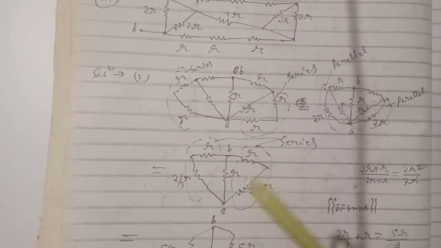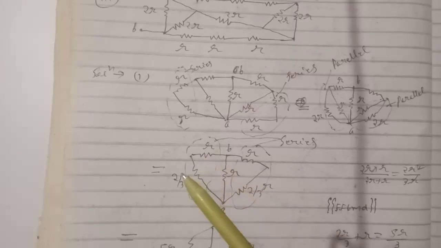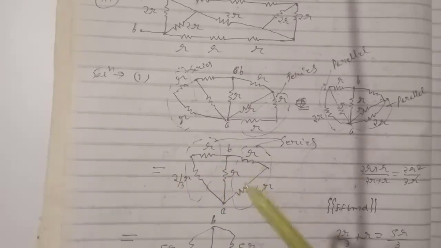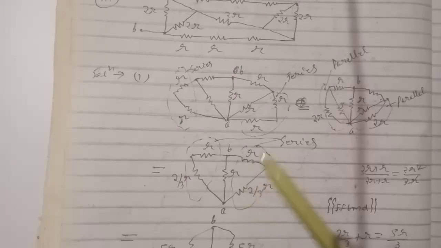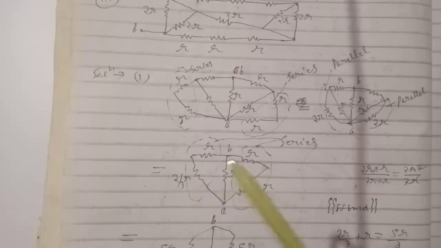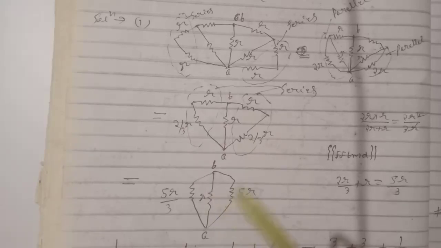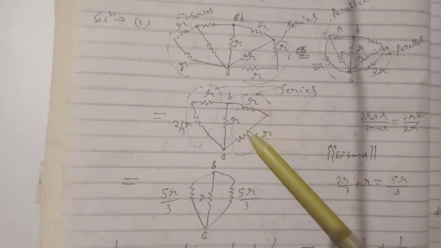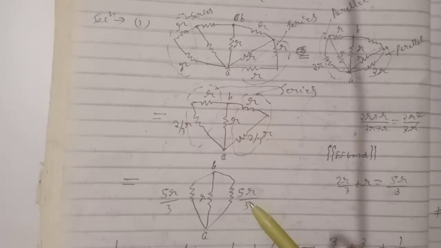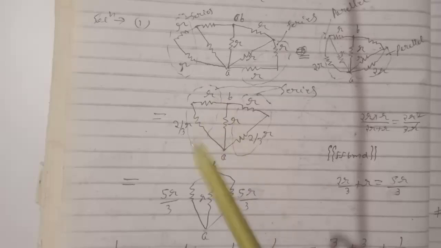So here this is in parallel with this, and again this is parallel with this. Now these are in parallel in series, so we can calculate easily R plus 2 by 3R, and similarly R by 2, and the equivalent of these 2 resistors will be parallel with this resistor, which is shown here. Now the equivalent of this is 5 by 3R, and the equivalent of this is 5R by 3, because these are in series.